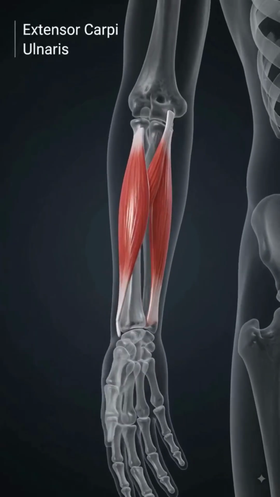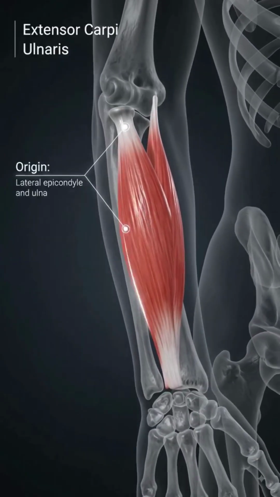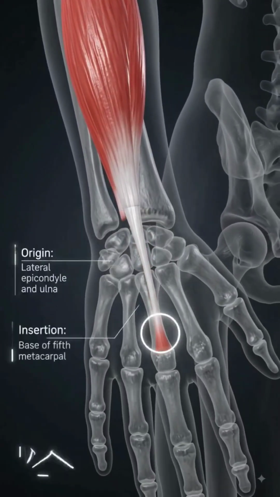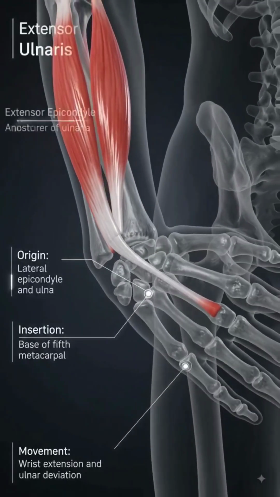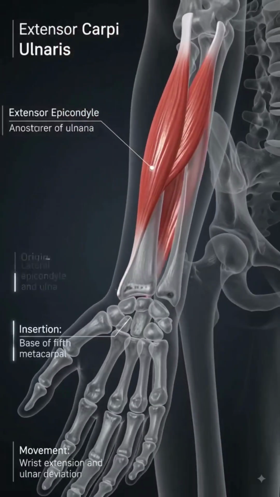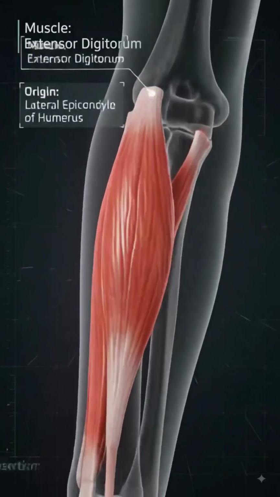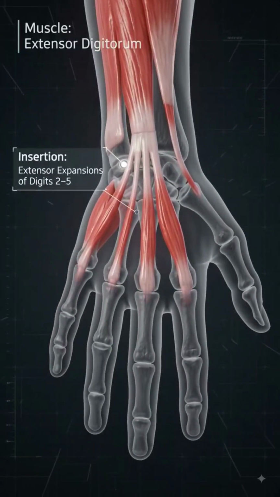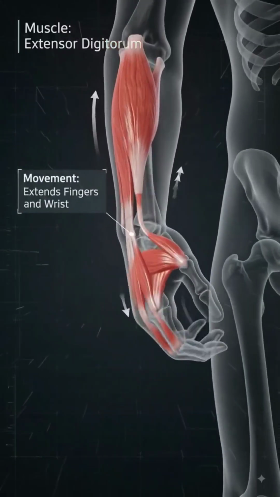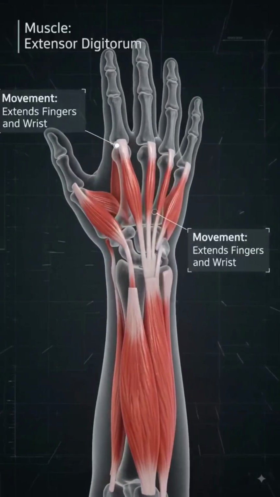Extensor carpi ulnaris. Origin, lateral epicondyle and ulna. Insertion, 5th metacarpal. Movement, wrist extension and ulnar deviation. Extensor digitorum. Origin, lateral epicondyle. Insertion, extensor expansions of digits 2 to 5. Movement, extends fingers and wrist.